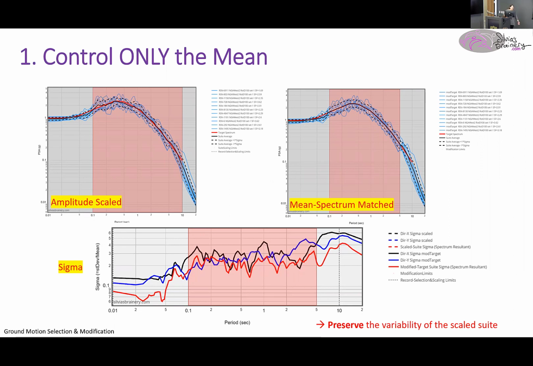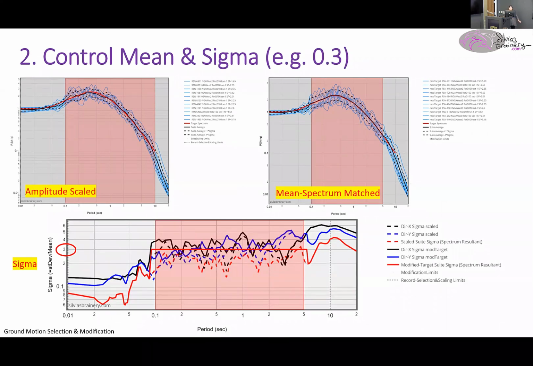Whether it's their scaled record or their modified record, if all I do is play with the mean, I'm not changing the variability that I had in my ground motions that were scaled. And that's why I say it preserves or maintains it, because it's the same variability. But if you want, you can control that. And so now you can say, hey, I want a little bit more variability in my records. You can do that with some additional math in your linear combination, when you compute the average and the sigmas.